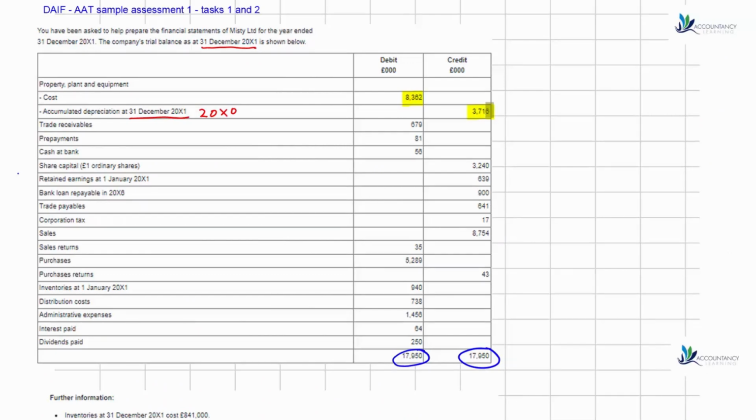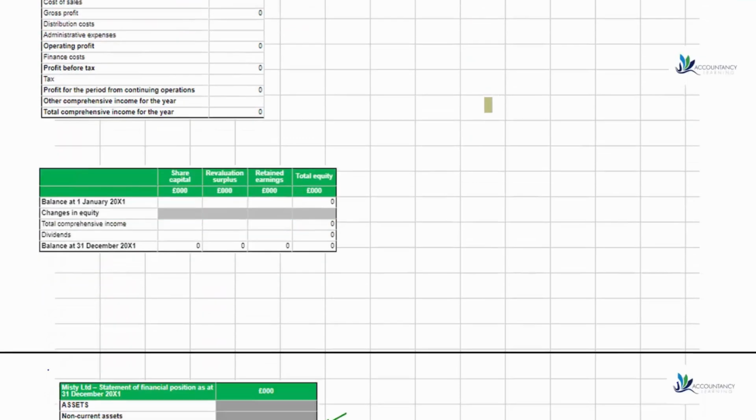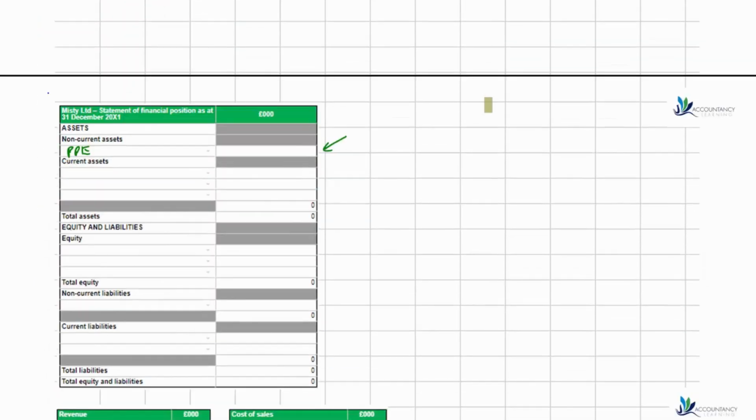Next, we have trade receivables of 679. So that's another figure that's going to appear in our statement of financial position. So is it going to appear in our current assets? Again, notice that we've got some drop-down menus here, so we can actually complete these. Remember, we want to earn as many marks as quickly as possible, don't we? So we could complete these other drop-down menus here.